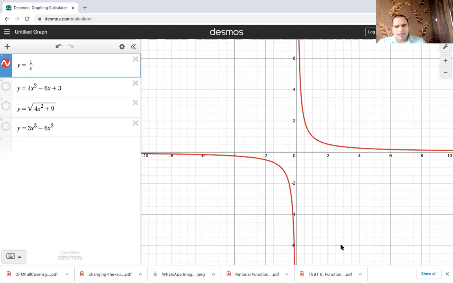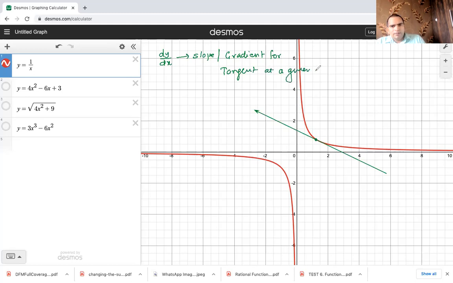So now let us say I have to draw a tangent at any given point, let's say I'm drawing a tangent from here to the curve. Now, if I wanted to find out the equation of this tangent that I've drawn at, let's say, x equals whatever this point is, our derivative function can help us. Since we know that dy by dx represents the slope formula, slope or gradient for the tangent at a given point on the curve.